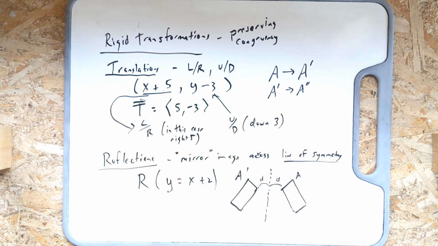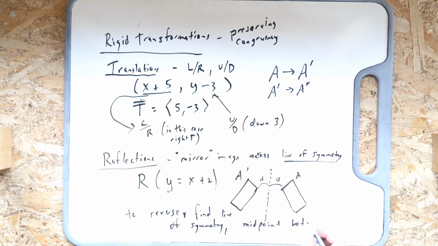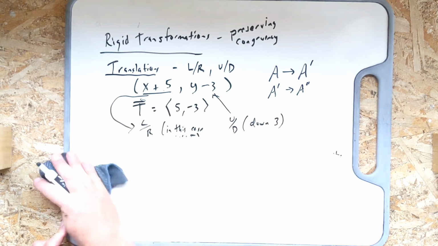Same idea. If you want to reverse this and find the line of symmetry from two objects, simply take the mathematical midpoint between each point on A and A prime. Okay, that's reflections. The next one is rotations. You can pause that if you need to catch up on writing.